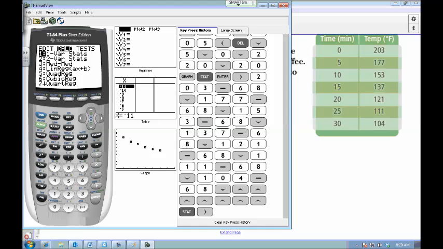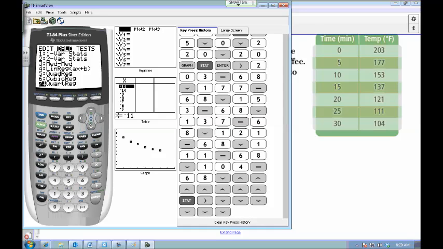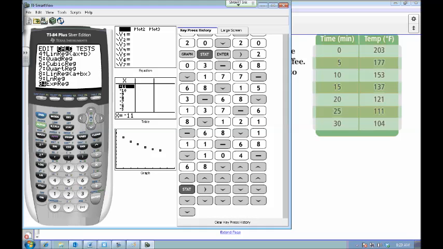Well, normally it's the first one when we only have one column of data. But we have two columns of data and we want it to be exponential. So we're looking for something that looks like exponential regression. And right now you actually don't see it. We see quadratic regression, cubic regression, quartic. So arrow down until you find exponential regression. What number is it? 10 or the 0. Okay, so hit enter.